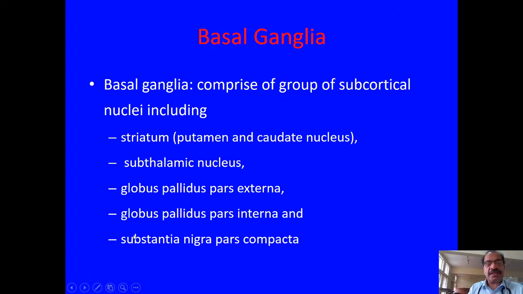So, just a brief description of the basal ganglia and its related anatomy and physiology. What is the meaning of basal ganglia? What are the structures included in basal ganglia? These are the different structures included in the basal ganglia. One is the striatum, which is a combination of putamen and caudate nucleus, and then the subthalamic nucleus. Thalamus is not included. And then globus pallidus, both internal and external parts, and substantia nigra, which is there in the midbrain. So these are the structures included in the definition of basal ganglia.